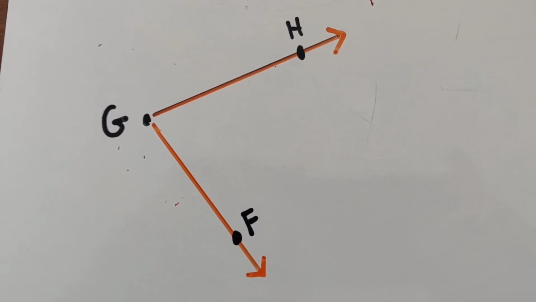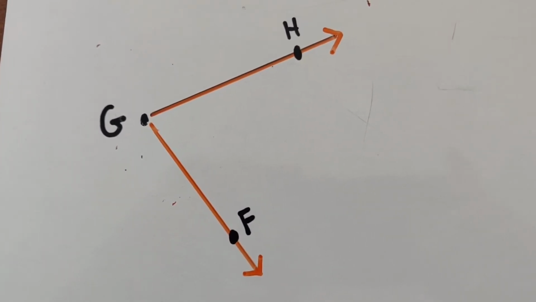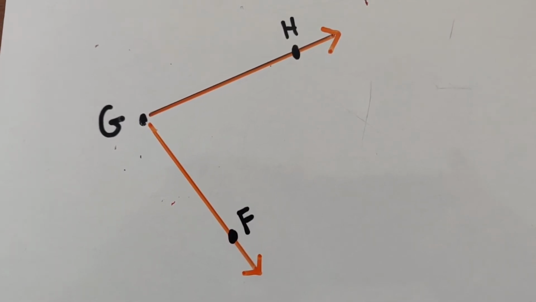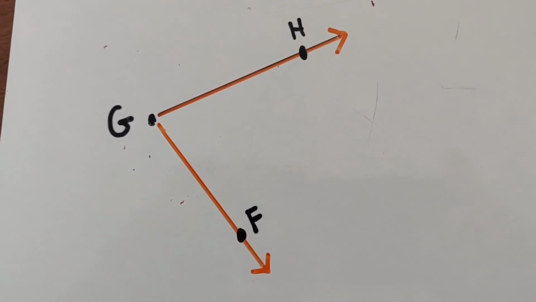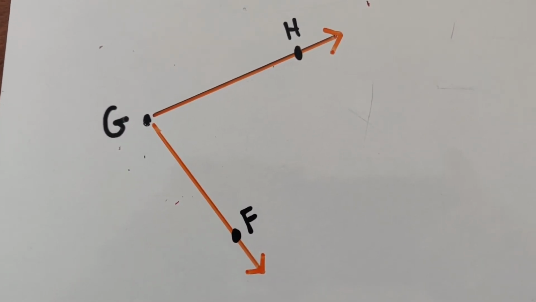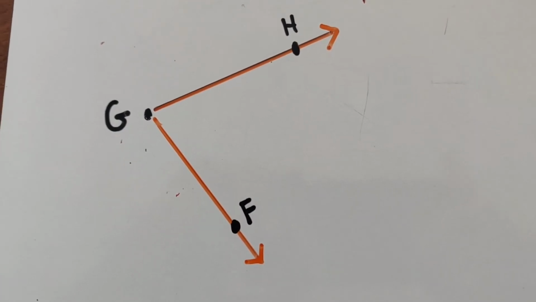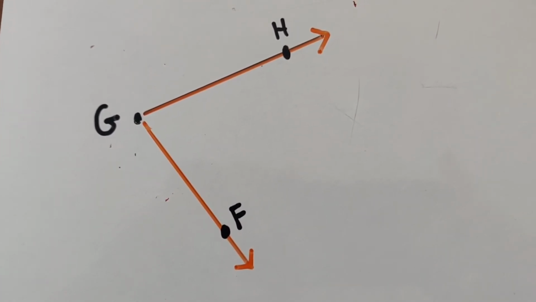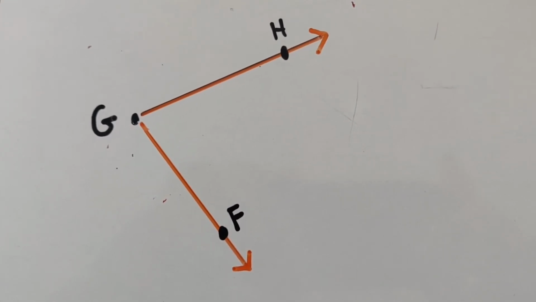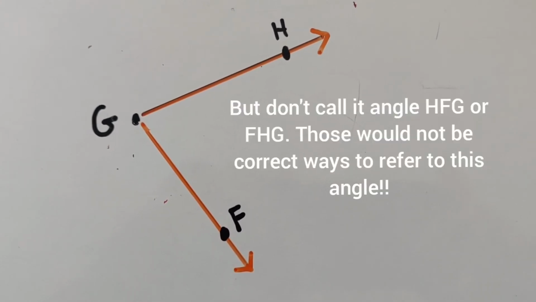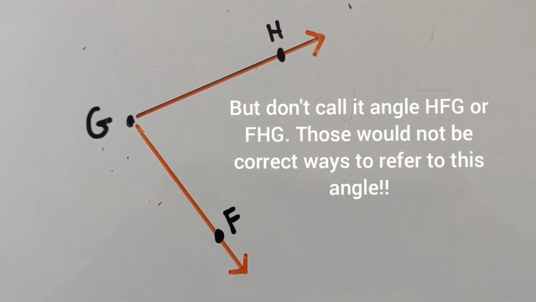So here you see the same angle, but on one ray we've drawn and named point H, and on the other ray we've drawn and named point F. So now we could either call this angle angle G, but the more appropriate way to do it would be to call it angle FGH, which would be in alphabetical order, and that's what I'd probably want to call it. But we could also possibly call it angle HGF. But notice that point G is always in the middle of the name.